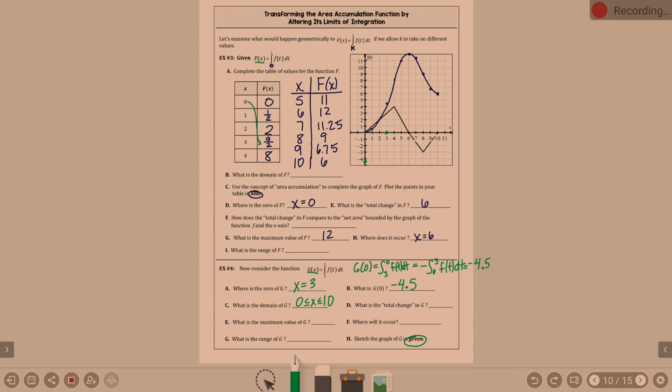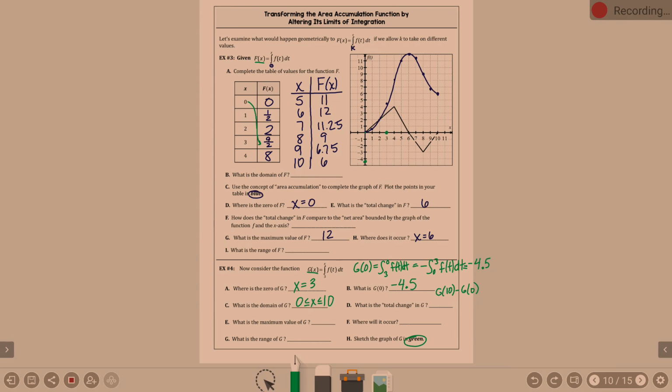Okay. D. What is the total change in g? Do you know how to answer that? I'm debating. F is 0. Not F. Well, okay, yeah. So based on what we did yesterday, we used what? Well, actually, it's not going to be f. It's going to be g of 0, g of 10 minus g of 0. Yes?